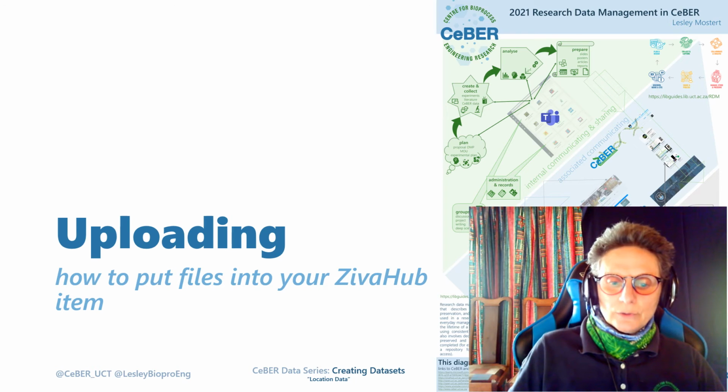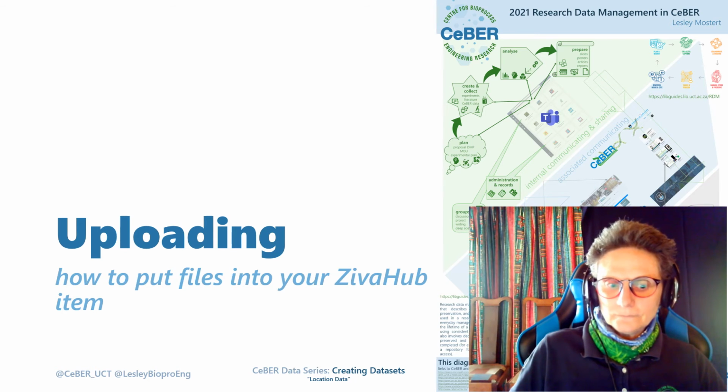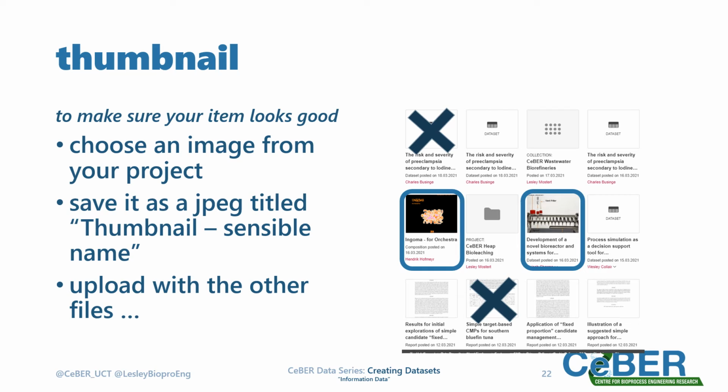Right, now uploading your files to Ziva Hub. How to put your files on. The first thing that you need to know is that your item will look terrible unless you add something called a thumbnail. Even if you've got some really nice images in your dataset, Ziva Hub will randomly choose what to put on the front page. And it might be boring text. It might even just be a little widget that says dataset.